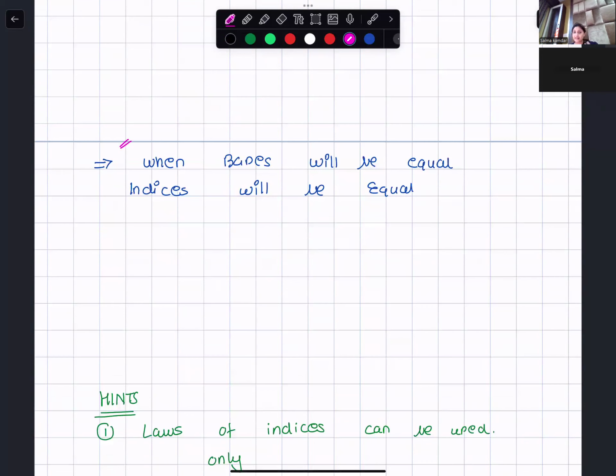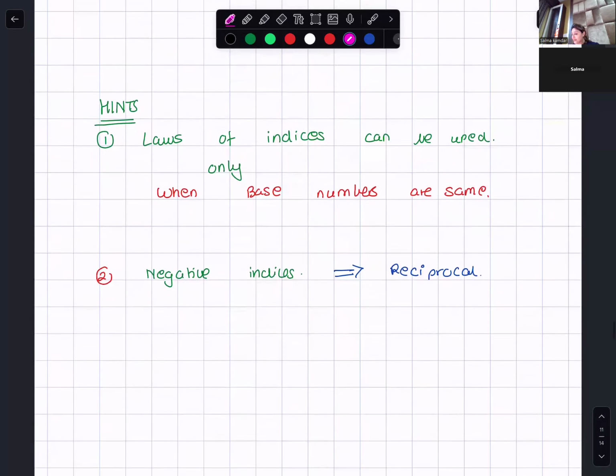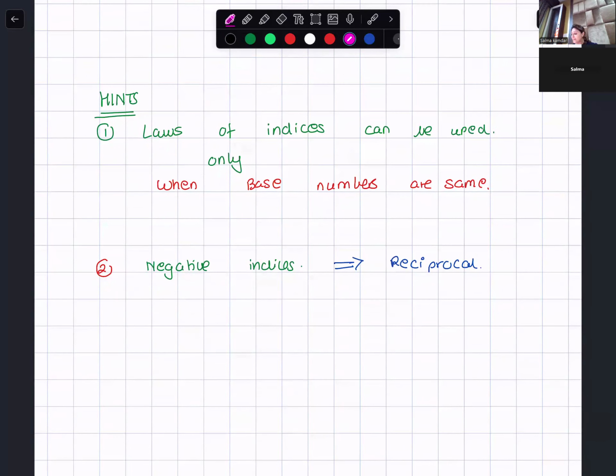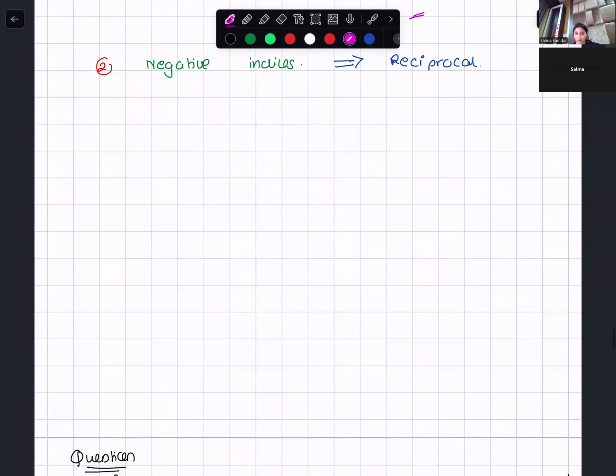You should remember that whenever you are applying indices, the bases should be the same. Law of indices can only be applied when the bases are same. And when you have negative indices, you can do the reciprocal. It involves reciprocal and you can make it positive. Let's do some sums and try out. We want to write down the values. I'll give you time to solve them. If you are watching the video, you can pause the video and try solving it.